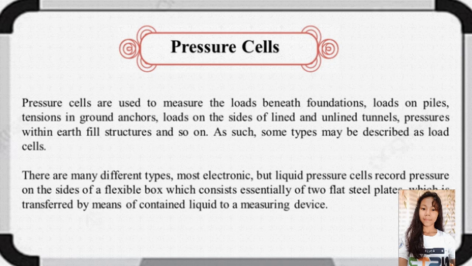Pressure cells. Pressure cells are used to measure the loads beneath foundations, loads on piles, tensions in ground anchors, loads on the sides of lined and unlined tunnels, pressures within earth-filled structures, and so on. As such, some types may be described as load cells. There are many different types, most electronic, but liquid pressure cells record pressure on the sides of a flexible box which consists essentially of two flat steel plates, which is transferred by means of contained liquid to a measuring device.